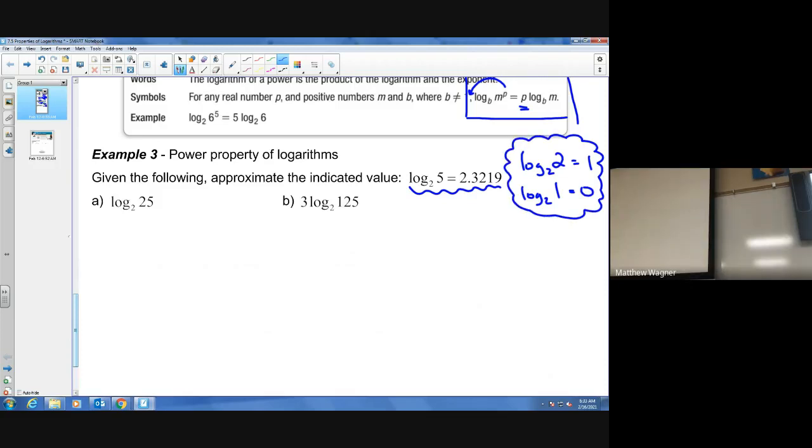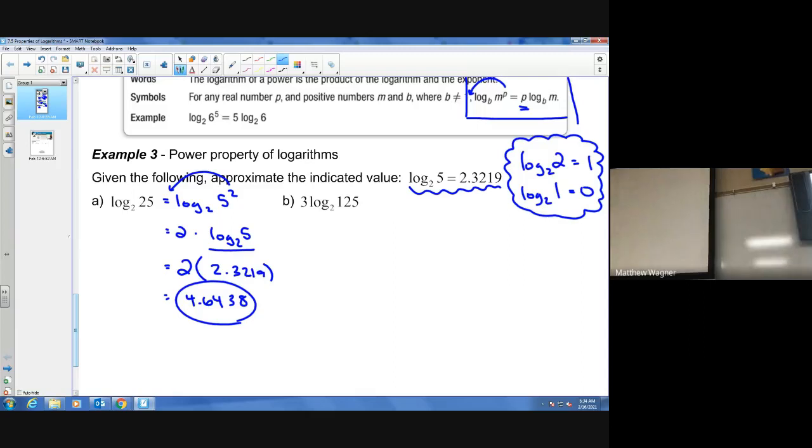So the question is, how can I use powers here? Well, I know 25 is 5 squared. If you can remember back, that power can drop out front. So then we have 2 times log base 2 of 5. We can substitute in our approximation. So we have 2.3219, which means we wind up with 4.6438.